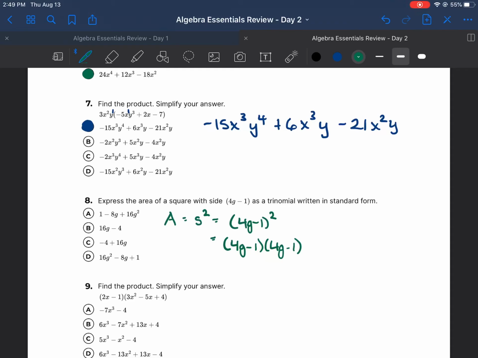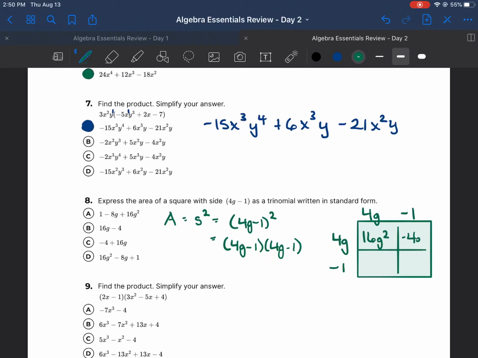And we have many ways to multiply an expression like this. I'm going to choose the box method of multiplication. The reason I choose the box method is because I think it's a very nice visual representation. So we are multiplying 4g minus 1 times itself, 4g minus 1. 4g times 4g would be 16g squared. 4g times negative 1 is negative 4g, and positive 1. So combining our like terms, this would give us 16g squared minus 8g plus 1, which is answer choice D.